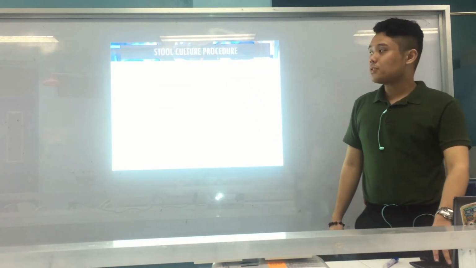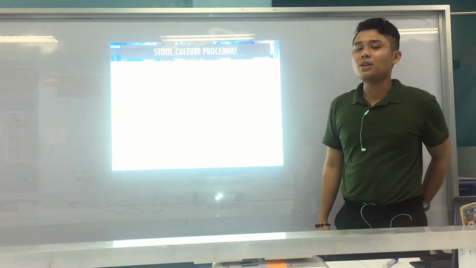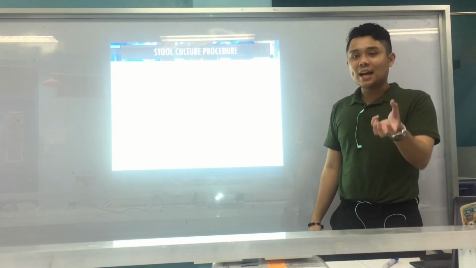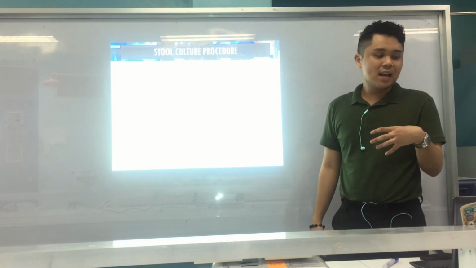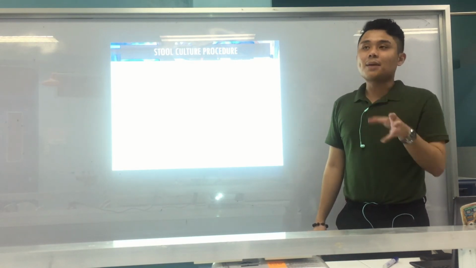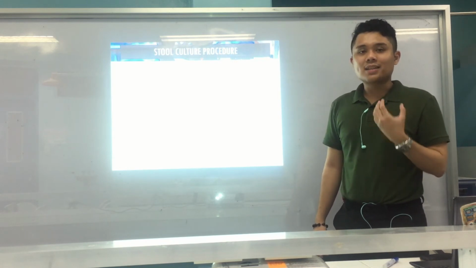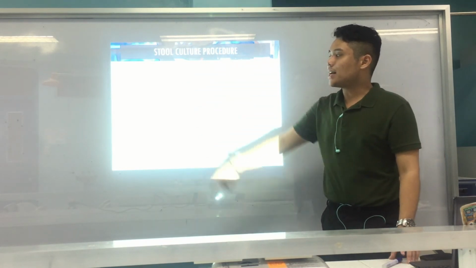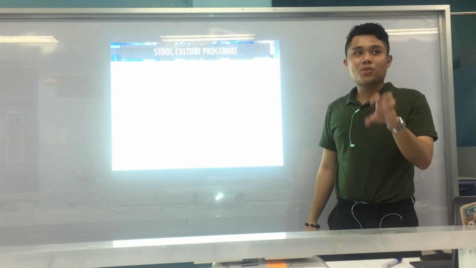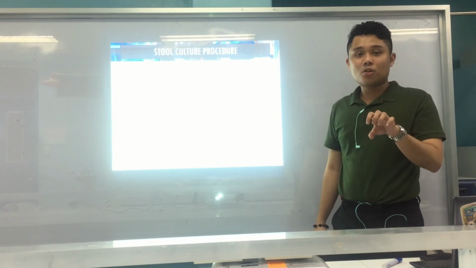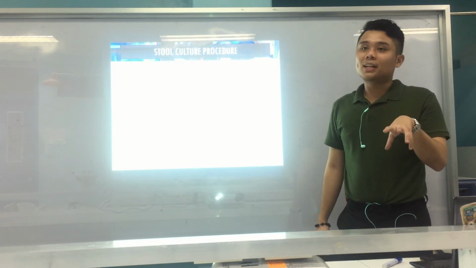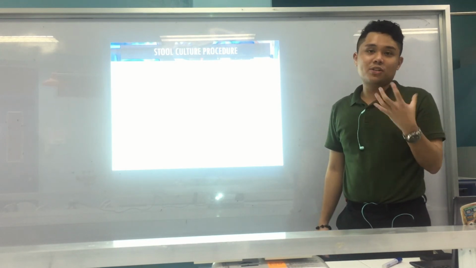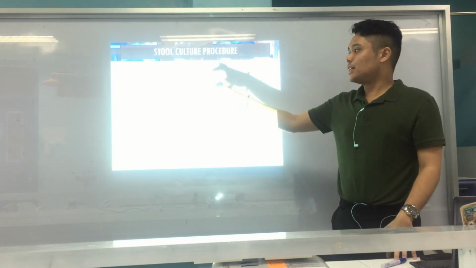Now, for the stool culture procedure, what we do is receive your stool and examine it macroscopically, same as in our parasitology class. You examine the color, you examine the appearance, and you look for bloody or mucoid spots, because those are the areas where the organisms are more concentrated. Alright? And for parasites, this is where they are usually found.